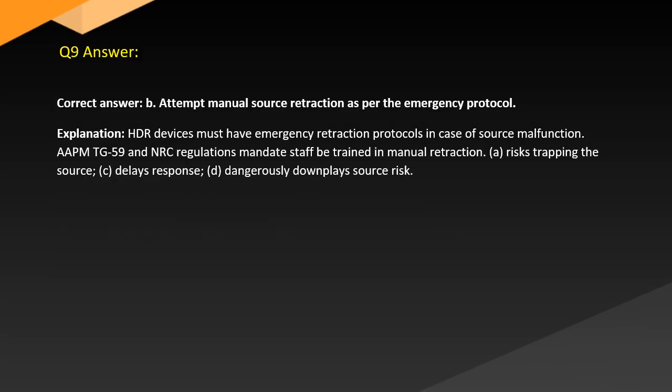Answer. Correct answer: B. Attempt manual source retraction as per the emergency protocol. Explanation: HDR devices must have emergency retraction protocols in case of source malfunction. AAPM TG-59 and NRC regulations mandate staff be trained in manual retraction. A risks trapping the source. C delays response. D dangerously downplays source risk.